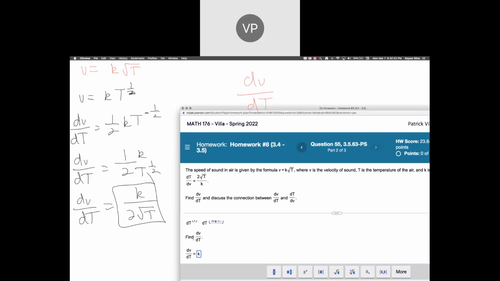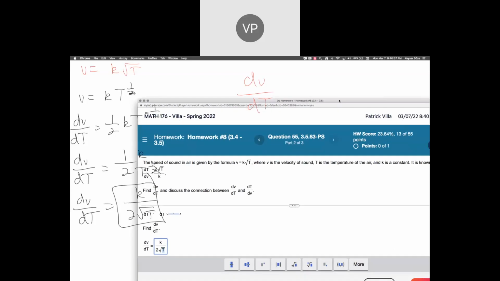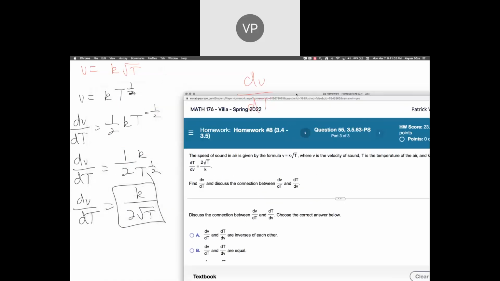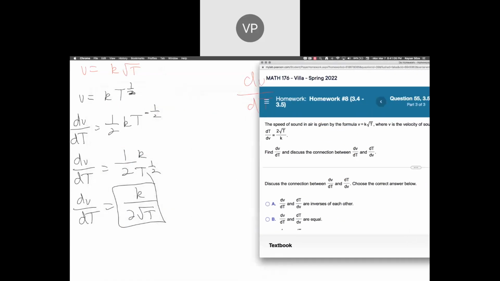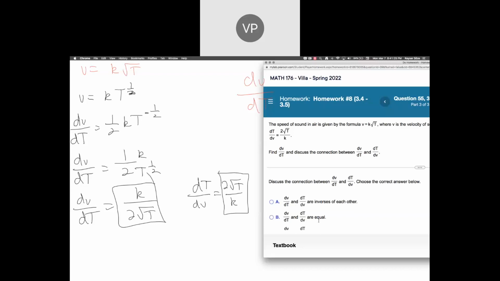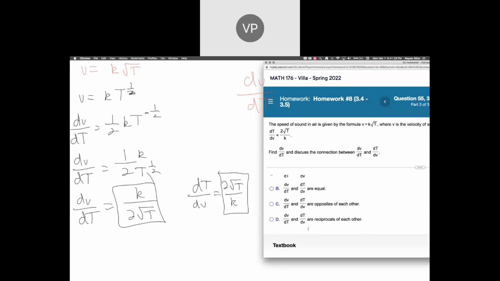So we have k over 2 square root of t. Eventually I'll get there and check that. We have that one correct. And now I want you to compare the two. So remember, here's dv dt. We found that. Earlier, they told us dt dv is 2 square root of t over k. So if you look at these two answers, what's the relationship? Are they inverses? They're definitely not equal. Are they opposites? Are they reciprocals?